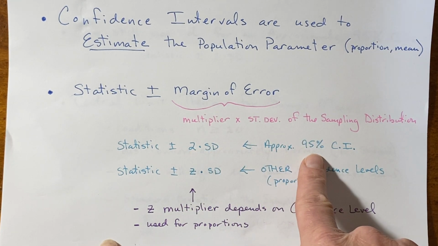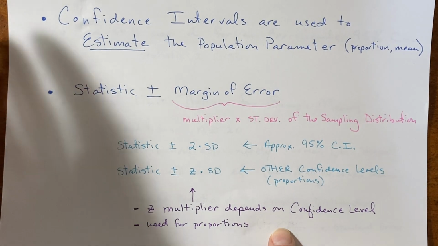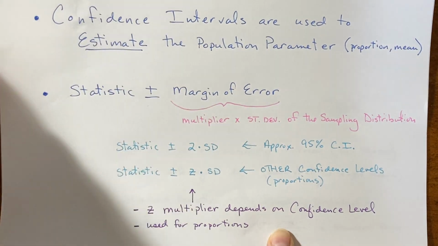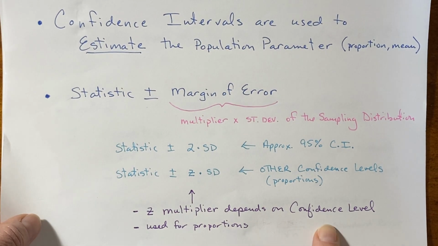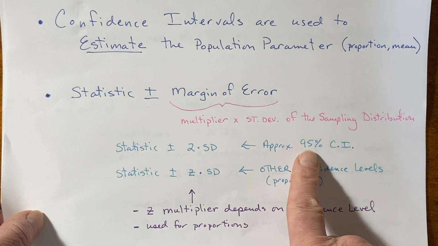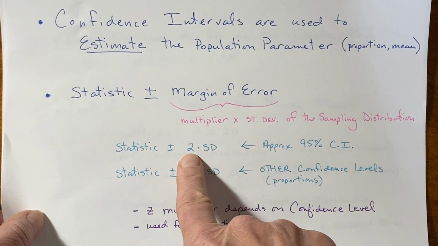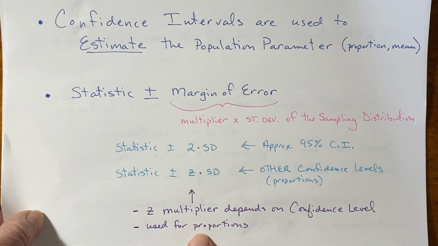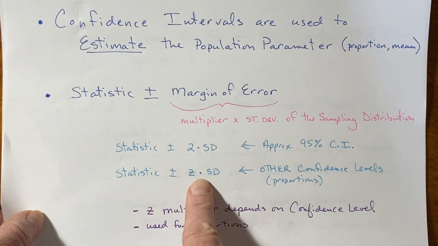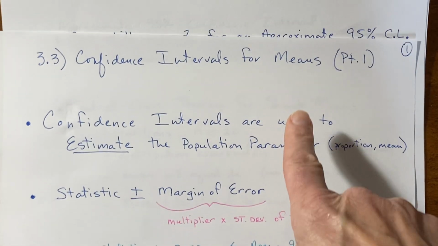2 is used for an approximate 95% confidence interval. That was from the previous section 3.2, where we learned about different multipliers for different confidence levels. And recall that if we wanted something a little more precise for 95%, we didn't use 2, it was actually 1.96. That was for proportions. Again, today we're looking at means.